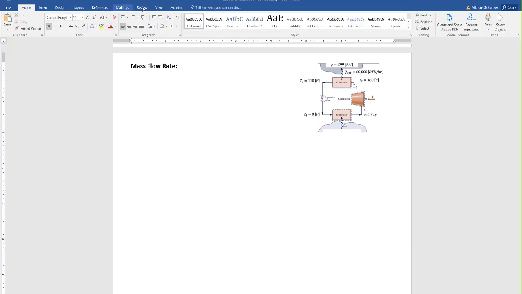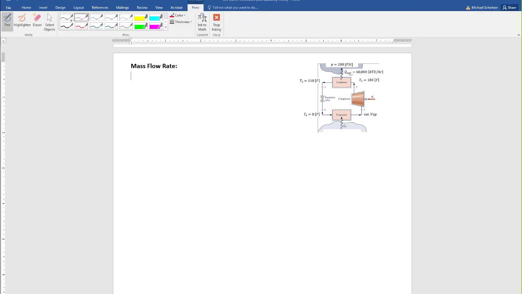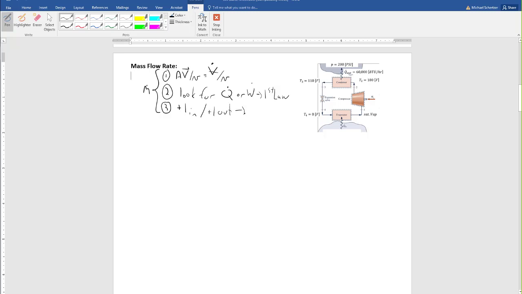Now, anytime we get a problem that's a mass flow rate question, there's only so many ways we know how to find a mass flow rate. Option 1 is we're going to take the area times the velocity divided by the specific volume, or we could write this as the volumetric flow rate divided by the specific volume. That's one way. A second way is to look for a given value of Q dot or W dot, and then do the first law. A third way is to find a component that has more than one inlet or more than one outlet, and do the first law.